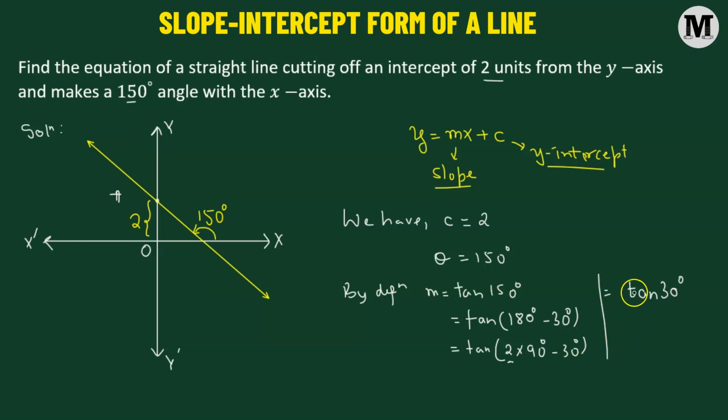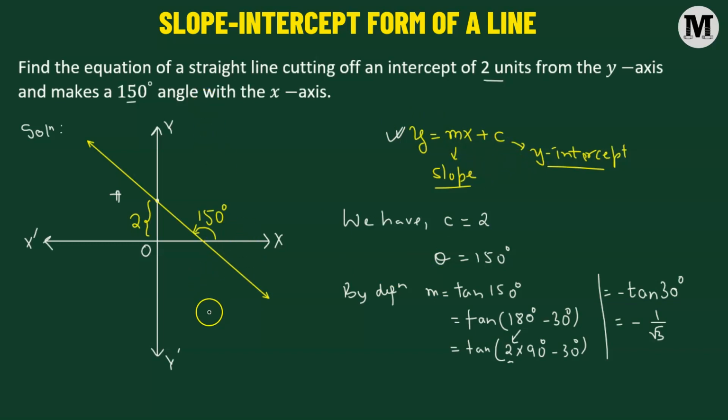But we also have to be careful about the sign of tangent 30 degrees, because 2 times 90 means we are in the second quadrant, as indicated by this number 2. And in the second quadrant, the tangent function is always negative. So our value of the slope is actually negative tangent 30. And tangent 30, we know, is 1 over square root of 3. So the slope of the line is negative 1 over square root of 3. Now we have the value of the slope, and we also have the y-intercept. We can substitute these values into the slope-intercept form of the line to get the equation of the line.